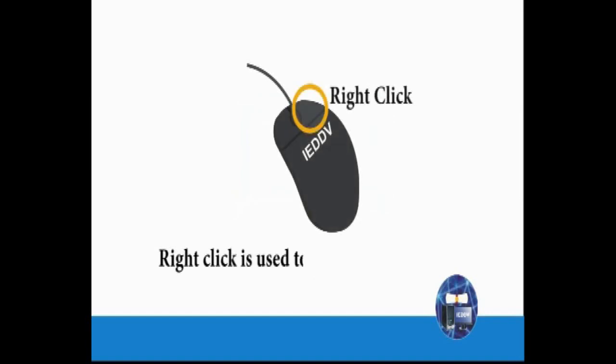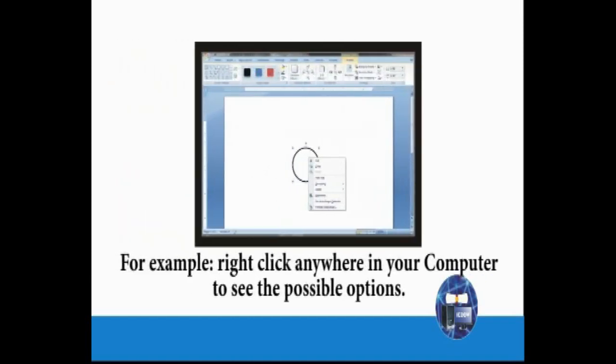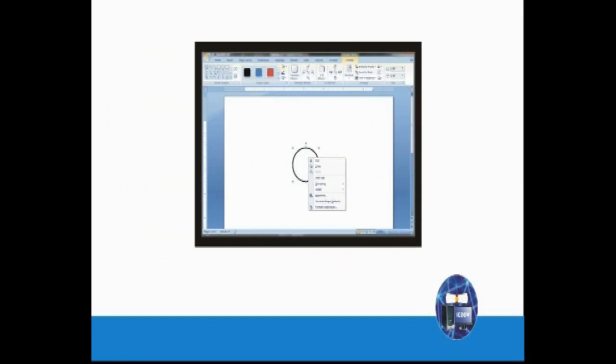Right-click is used to see possible options available in any location, object or program. For example, right-click anywhere in your computer to see all the possible options to click and work. The detailed options in right-click are covered under File, Folder and Directory in the practical session.